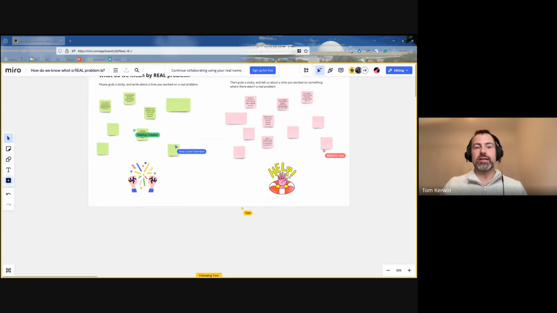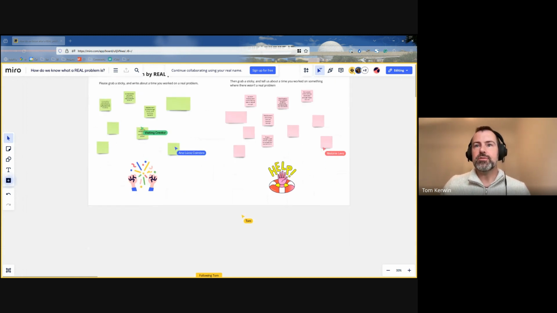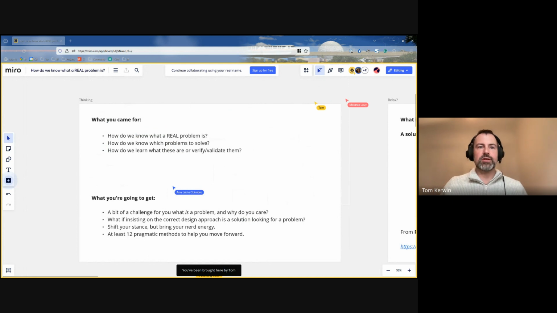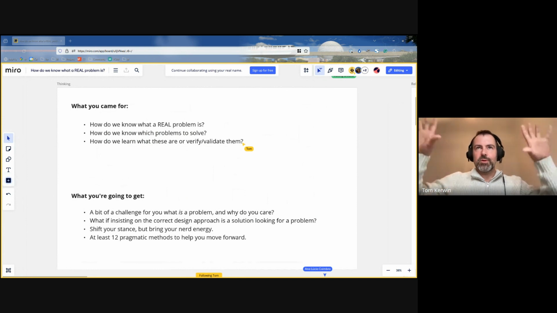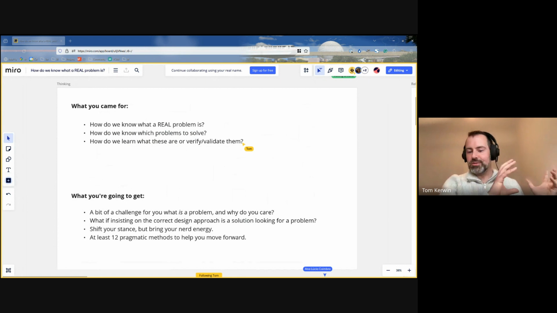I did want to have a little look at this because I know that, let me bring everyone again. We'll go boosh. So we came for this. How do we know what a real problem is? How do we know which problems to solve? And how do we learn what these are or verify or validate them? Something that I noticed from the way all of those stories are written above, the green ones tended to be mainly about someone outside the company's life. And the pink ones tended to be mainly about someone inside the company's life. And that was an interesting thing that I noticed. And I don't know if anyone saw that.